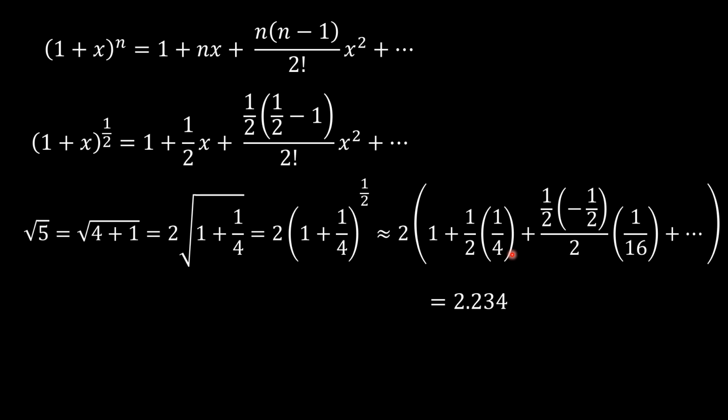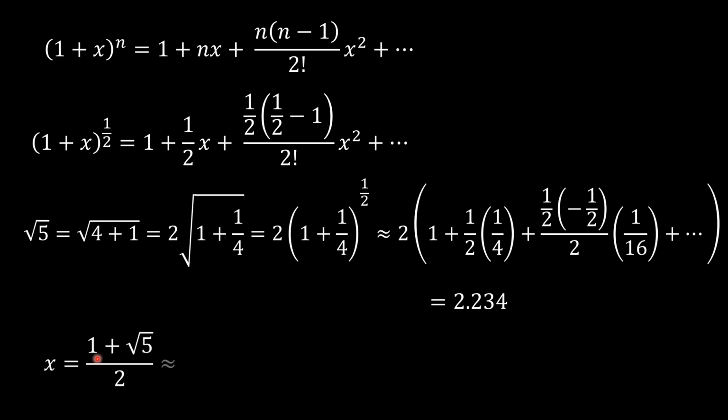And this is important. It's easy to see that a half times a quarter is 1 over 8, and here we have negative a quarter divided by 2, which is negative 1 over 8 times 16, so we have negative 1 over 256. And so you can add up, and we have 2.234 as our approximate value for the square root of 5.